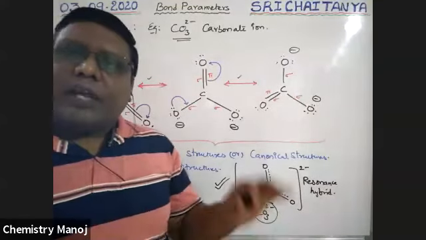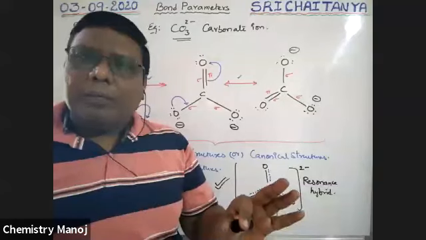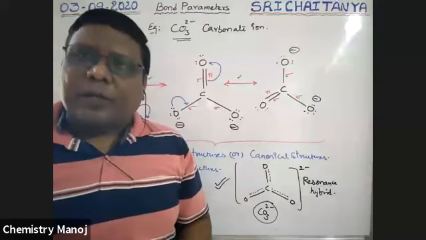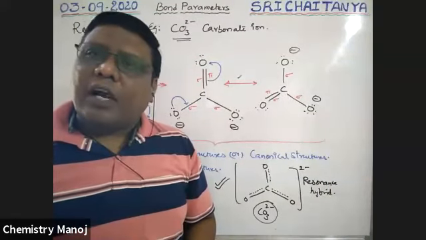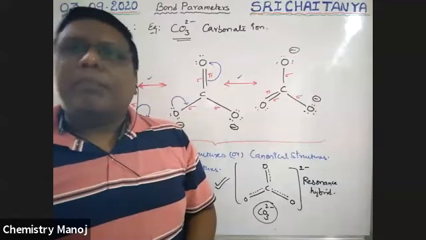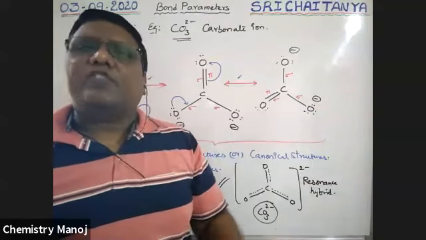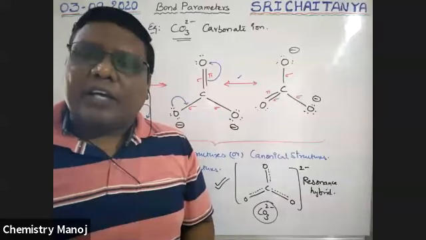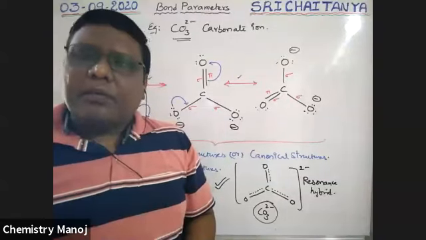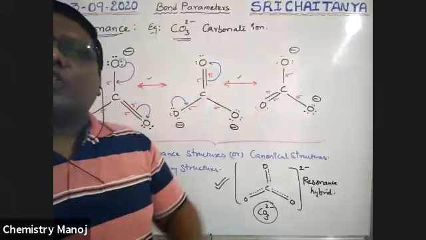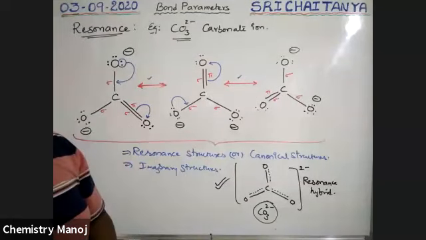That means whenever resonance is available, the mixed structure is the actual structure of that particular molecule or ion, but not any one of these canonical structures. But for explaining the properties, we consider any one of the canonical structures, but the actual structure is a combination of all those structures.